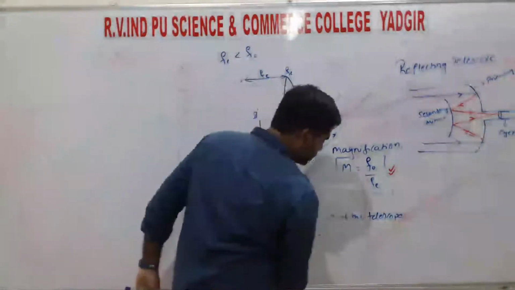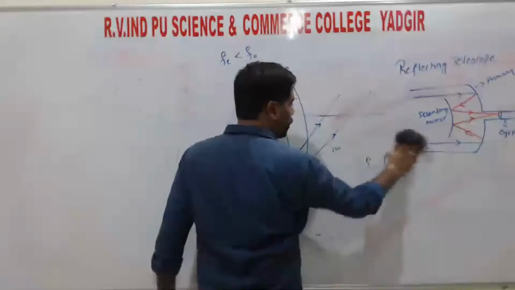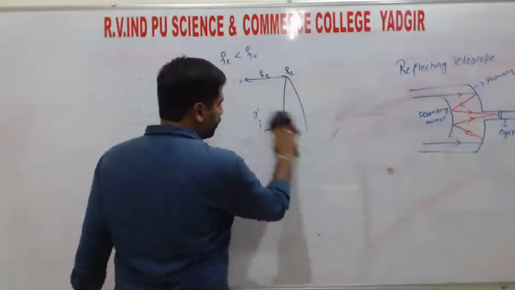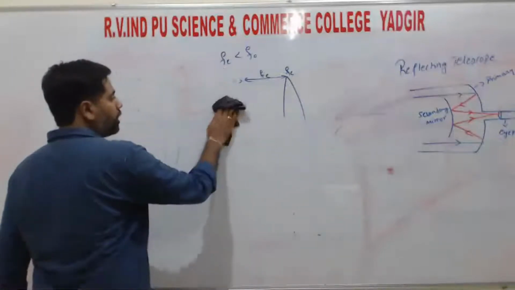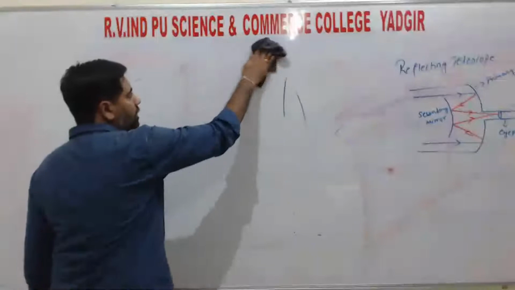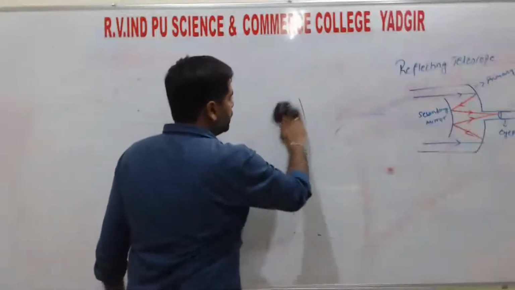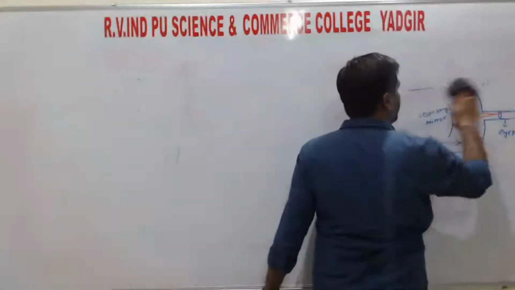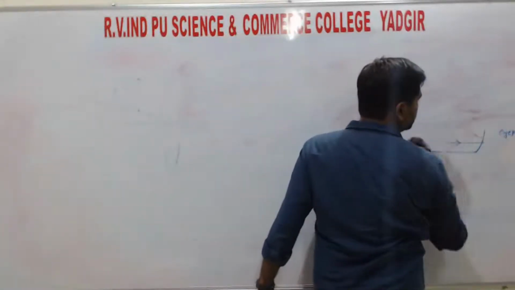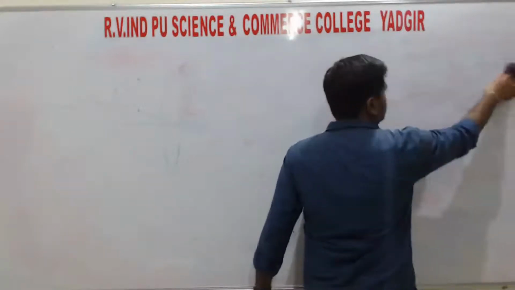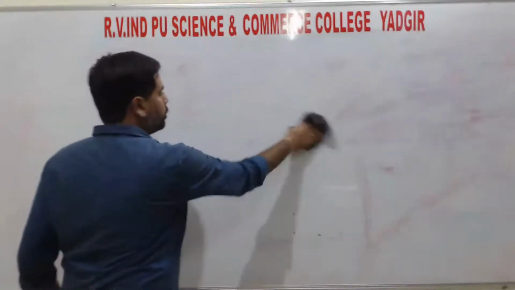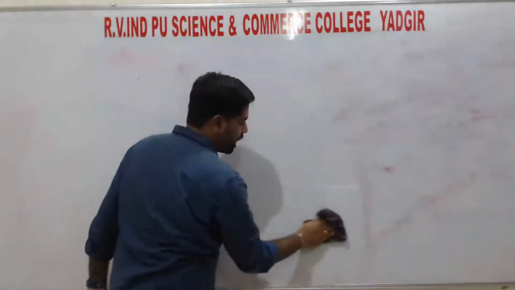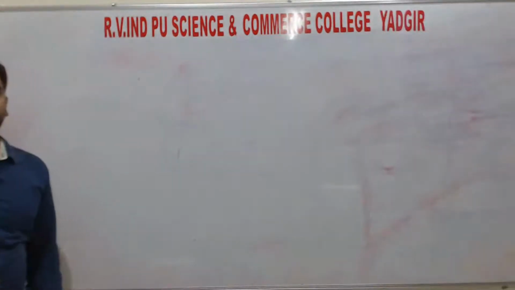As I already said, the power of a lens is equal to 1 by F. From that they may ask for 1 mark, or they may ask a problem. If they give the focal length, then we need to find the power of the lens. If they give 5 centimeters as the focal length, then the power is 1 divided by 5 into 10 to the power minus 2, that is 0.2 into 10 to the power of 2, that means 20 diopter. Diopter is the unit of lens power, right?